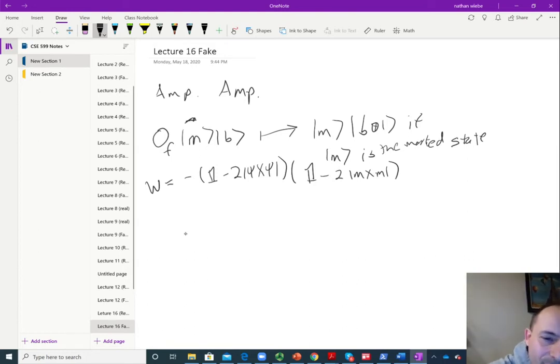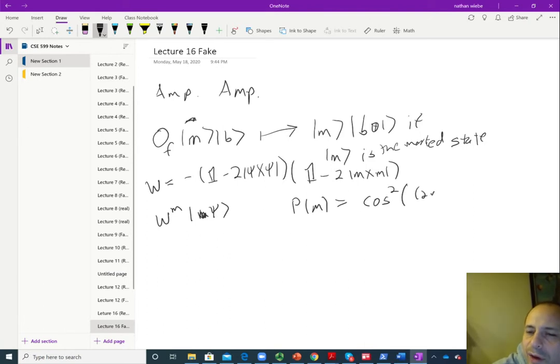And by carrying this out m times, so if we apply W^m to a state psi over here, we end up getting that the probability of getting the marked state back out is actually equal to cosine squared, 2m plus 1, or sorry, sine squared of (2m+1) times the arc sine of the square root of the probability of success before you tried amplitude amplification.